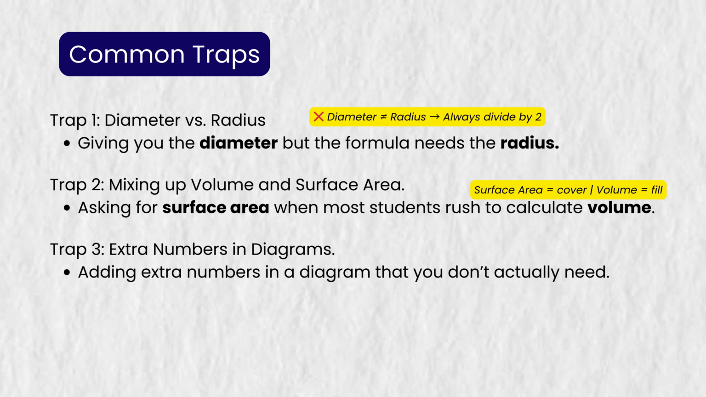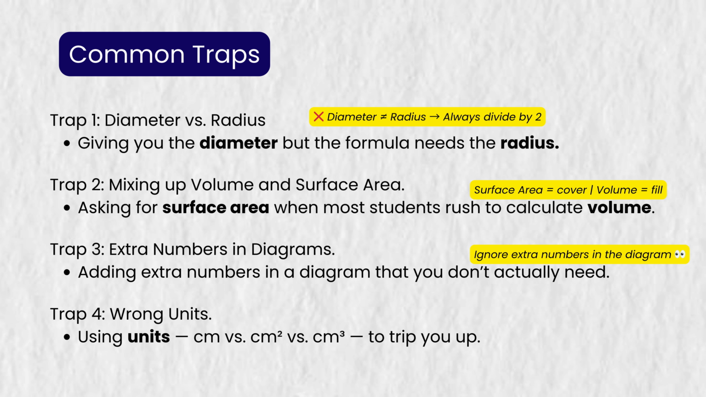Trap 3. Extra numbers in diagrams. Sometimes a diagram shows more numbers than you need. For example, a rectangle with both diagonals drawn might list 4 measurements, but maybe you only need the length and width. Tip: always reread the question. Ask yourself, what are they really asking for? Ignore the noise.